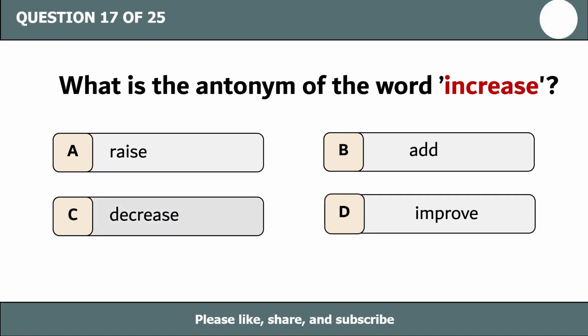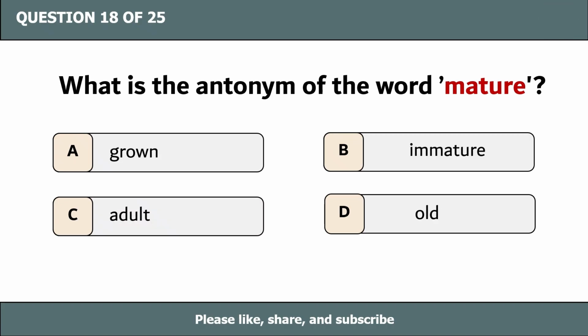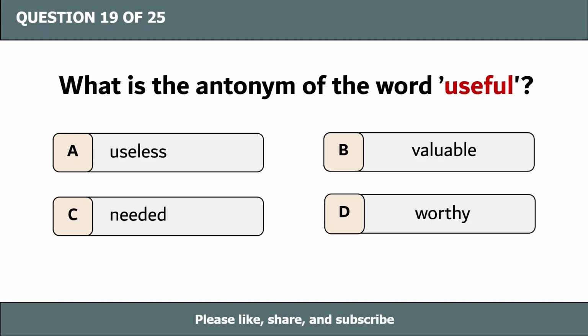The correct option is C. Decrease. Question 18. What is the antonym of the word mature? The correct option is B. Immature. Question 19. What is the antonym of the word useful?